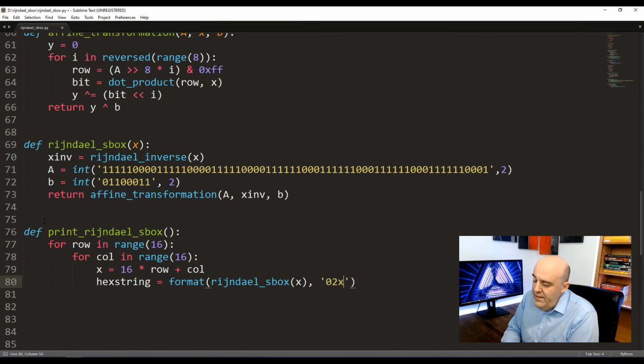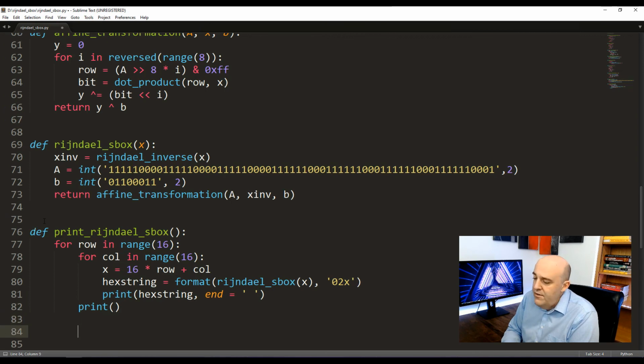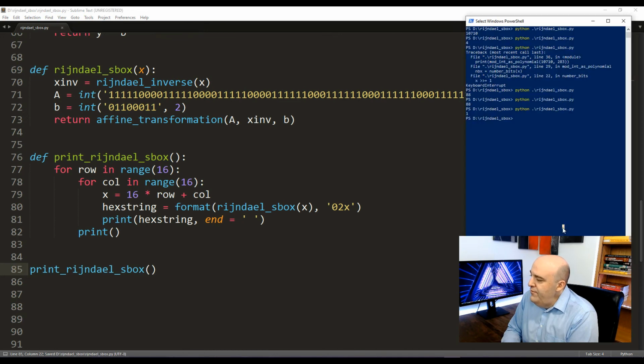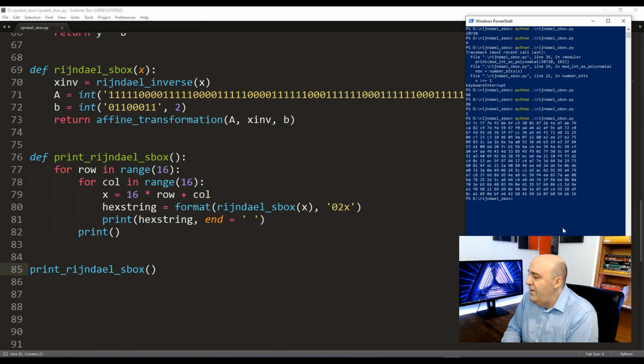We'll print out that hex string, and with the print function in Python, the automatic behavior is to go to the next line. So we'll just specify that after it finishes printing, instead of that behavior, we want to just print out a space. And then after it exits out of that inner for loop, we do want to print out a new line character. So we'll just call print without any parameters. And when we run it, we see that we get the exact same values that we saw in the table at the beginning of this video.